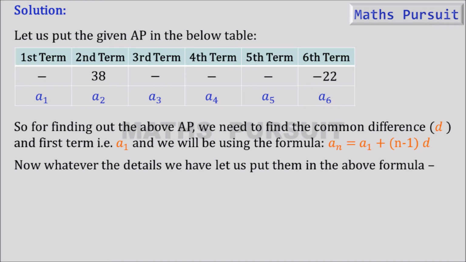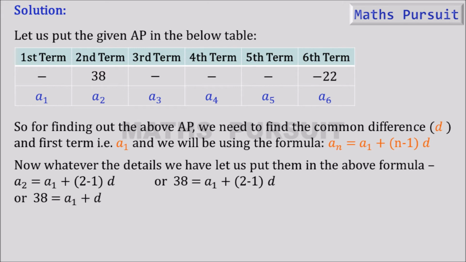So guys, don't forget to remember this formula. This is one of the most important formulas. Now whatever details we have, let us put them in the above formula. A2 is equal to A1 plus 2 minus 1 into D. So we have taken A2 because we have all the details for A2. So replacing the value of A2, we are getting 38 is equal to A1 plus 2 minus 1 into D. So here A2 is 38 and n is 2, or 38 is equal to A1 plus D, or A1 is equal to 38 minus D. Let us name this as equation 1.